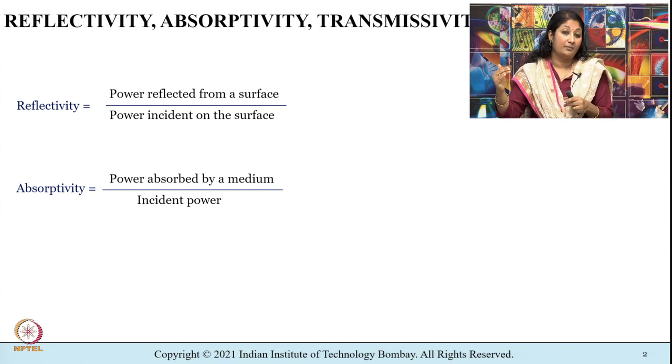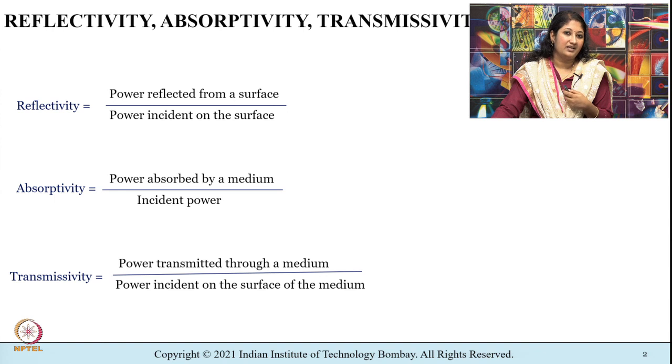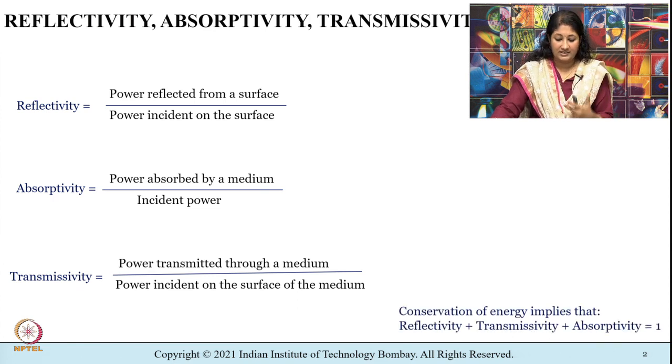Absorptivity is the power absorbed by a medium by incident power. Similarly, transmissivity is nothing but the ratio of power transmitted through a medium to the power incident on the surface of a medium. So, we discussed reflectivity, absorptivity, transmissivity. Easy to remember, isn't it? Now, the conservation of energy implies that all the incident energy is either reflected, absorbed or transmitted through the material. This means we can have an expression like this, where reflectivity plus transmissivity plus absorptivity is equal to 1, okay. Now, in remote sensing measurements, we assume the objects to be opaque to thermal radiation.